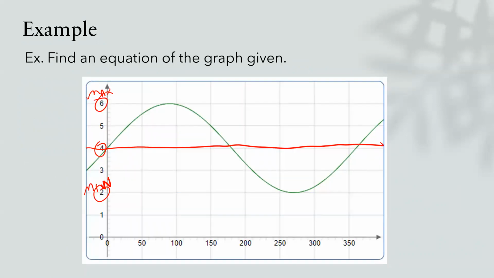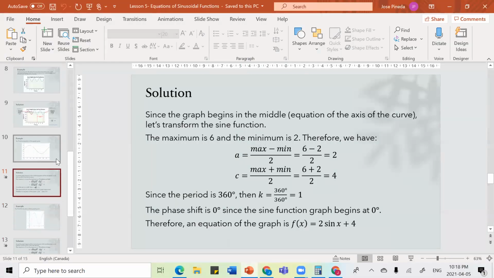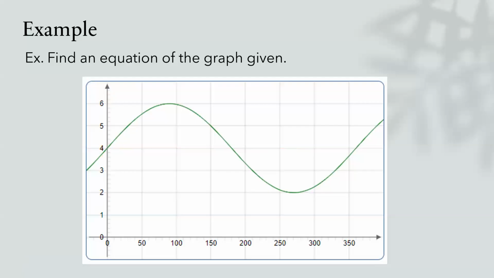The amplitude, going back to this graph here, is simply going to be half the distance between the maximum and the minimum. So sorry, I'm trying to get the marker going. Sorry, technical issues here. Okay. There we go. Just trying to get the marker going here.